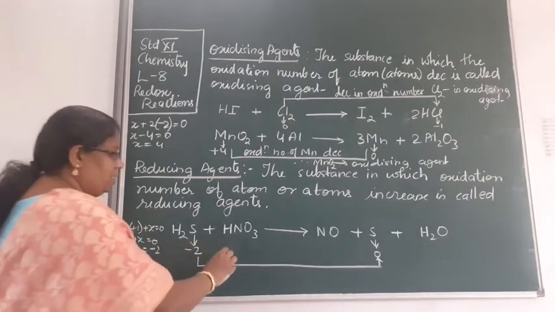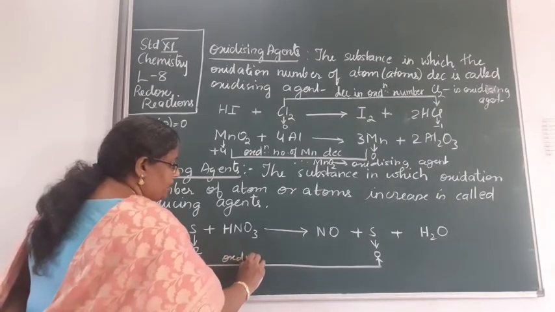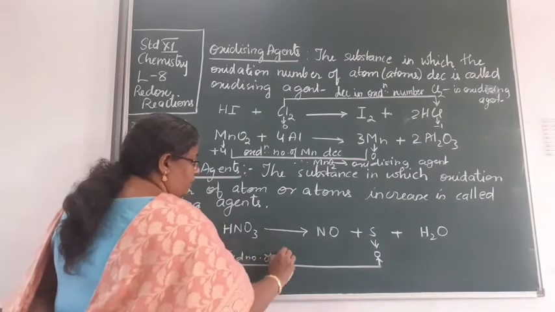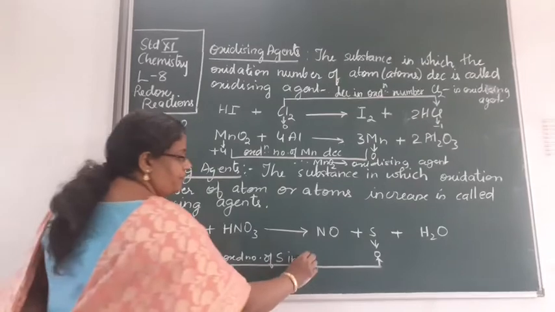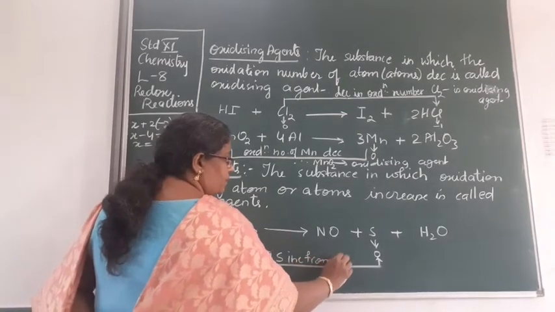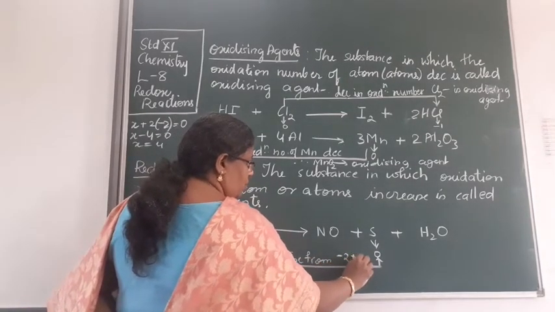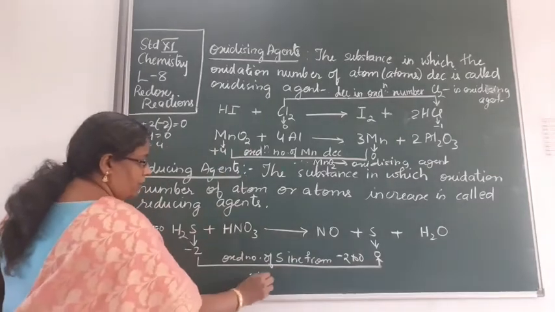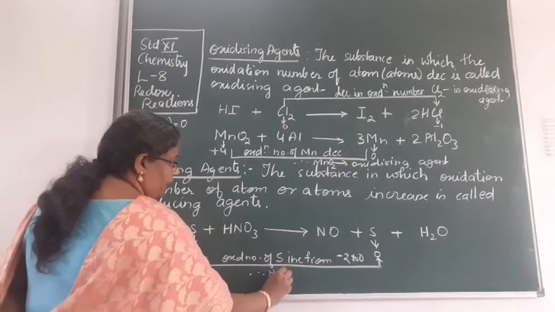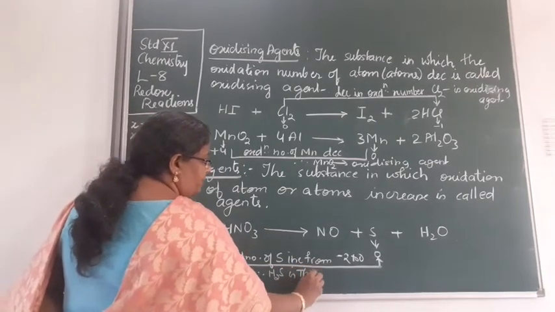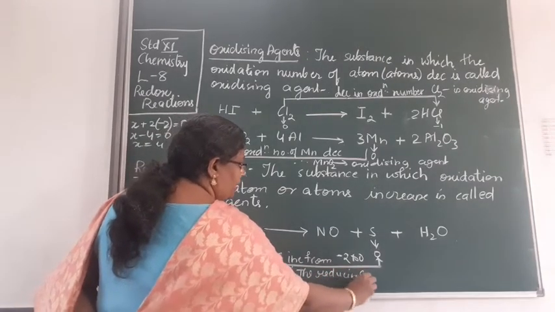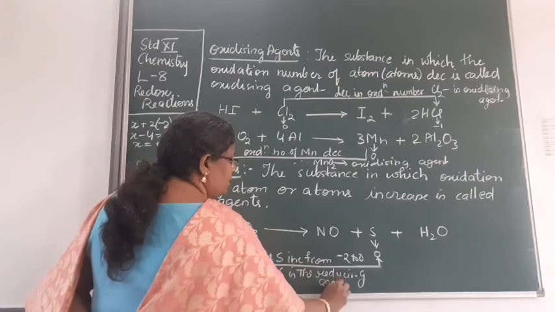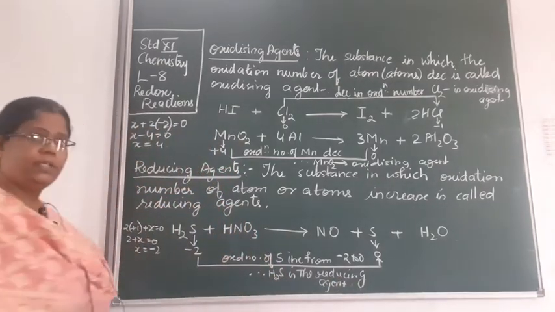सो इट इज इंक्रीजिंग. सो हियर यू हैव ऑक्सीडेशन नंबर ऑफ सल्फर increases from -2 to 0. Therefore, H2S is the reducing agent. Clear?